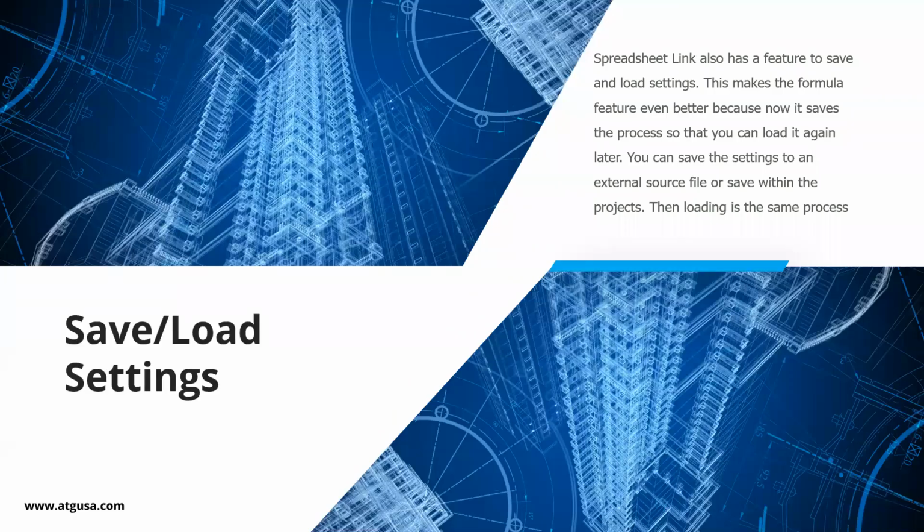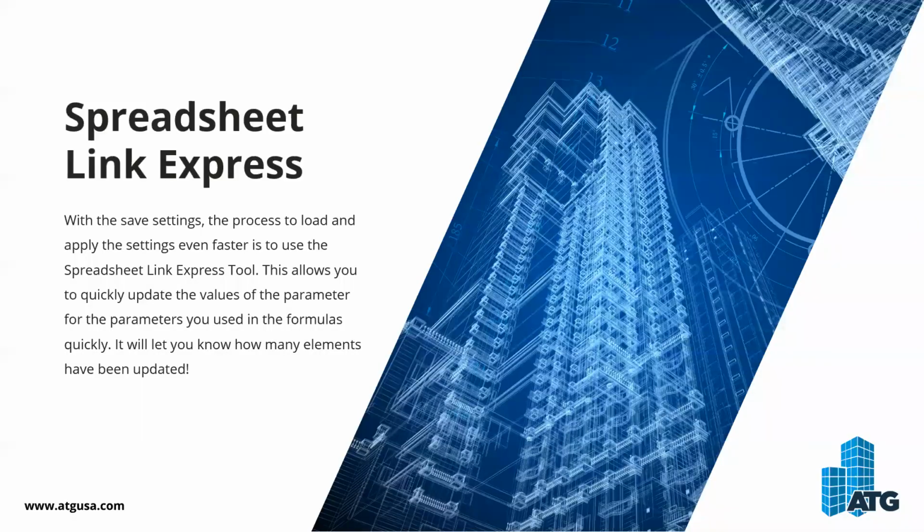And we talked about the load settings and save settings, where you can create a parameter and be able to apply those back to Revit fairly quickly by loading them and saving them and loading them back in. We also talked about Spreadsheet Link Express, which allows you to simply grab the settings and apply them back to Revit much quicker than waiting for Spreadsheet Link to open and applying them back to Revit. You can just do it faster with Spreadsheet Link Express.